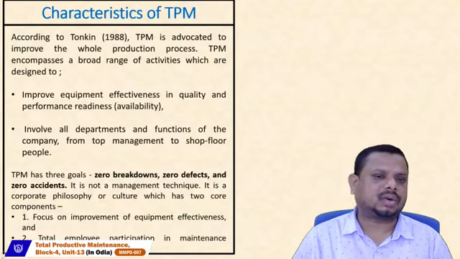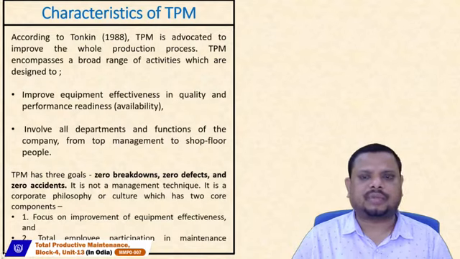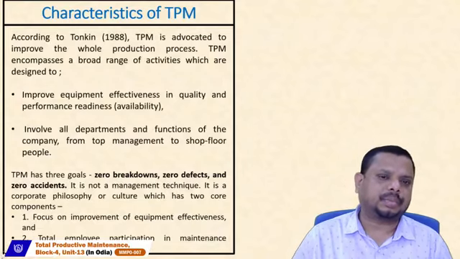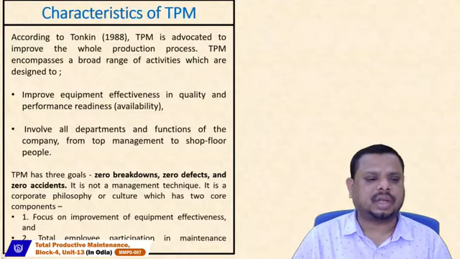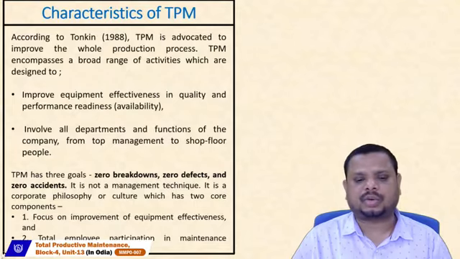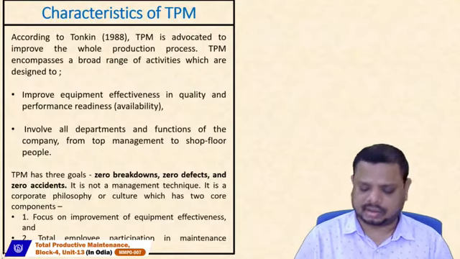So I repeat, total productivity maintenance is not a management technique. It is a corporate philosophy or culture which has two core components. So let's understand the two basic and most important core components of total productivity maintenance. The first one is focus on improvement of equipment effectiveness, and the second important part is the participation of total employees in maintenance improvements. These are the core components of your total productivity maintenance.